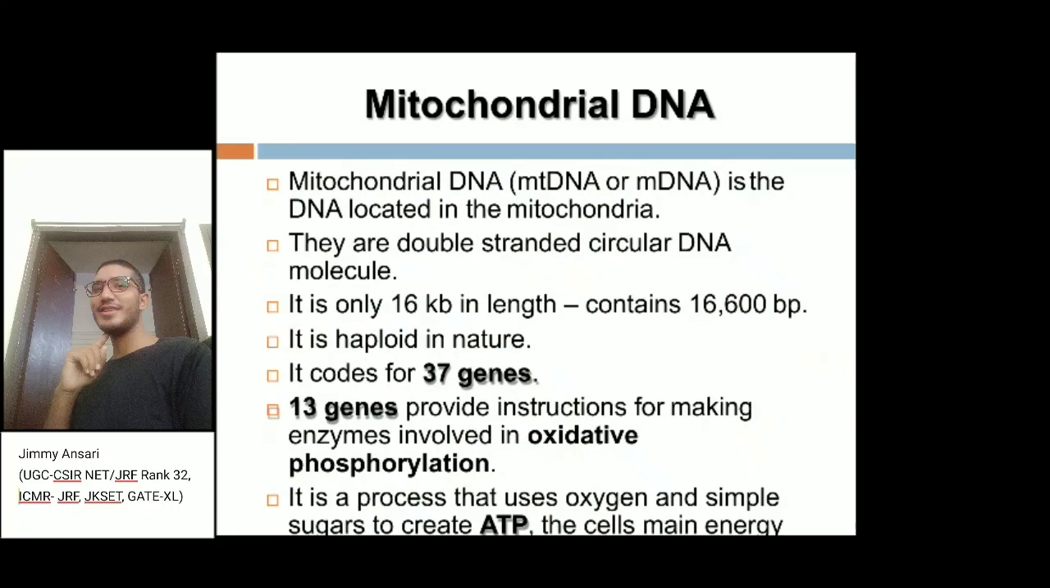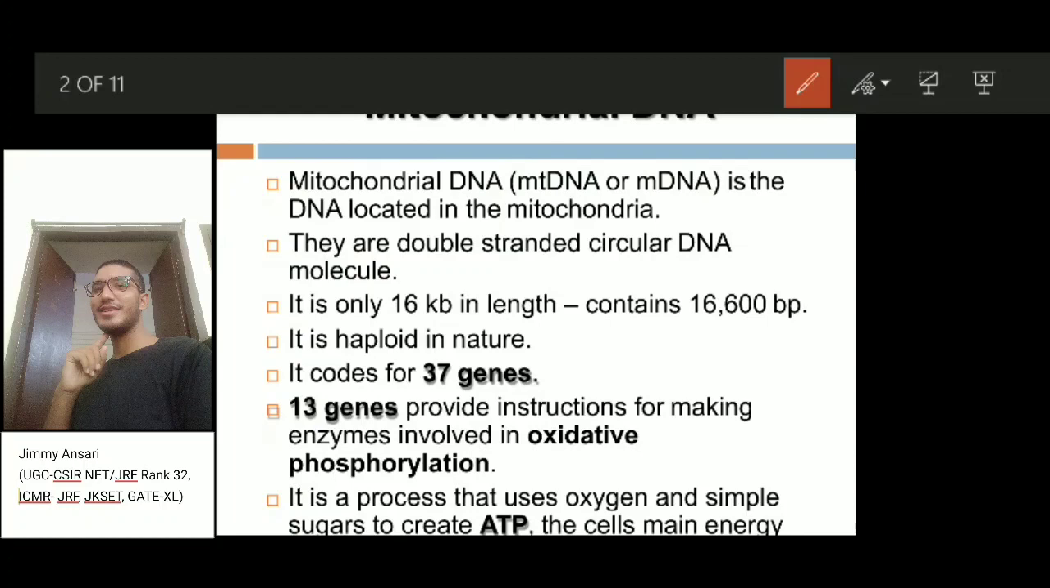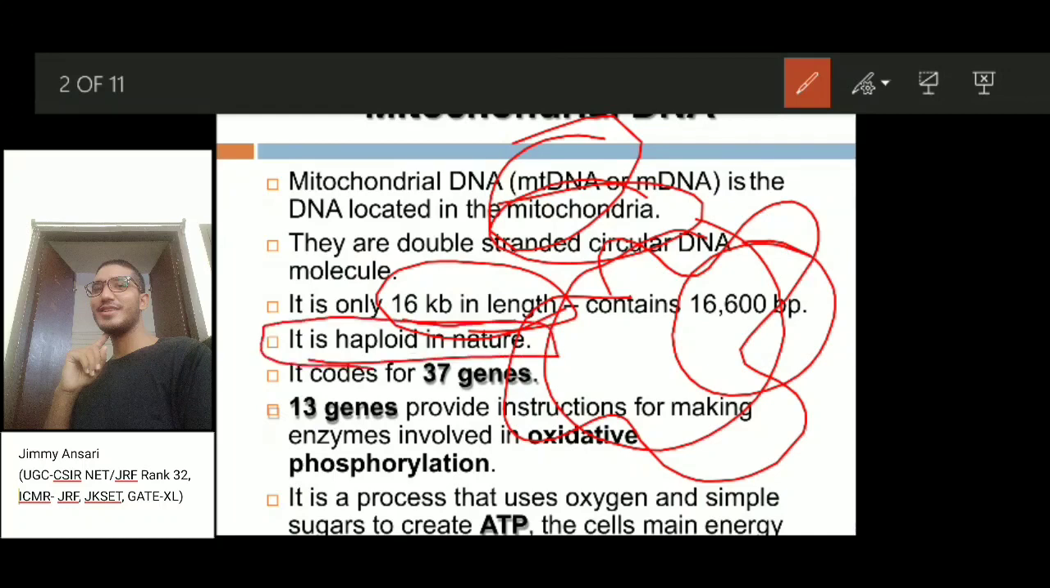So coming to the mitochondrial DNA. Generally the mitochondrial DNA is located in the matrix of the mitochondria, inside the mitochondria. In short form, it's called mtDNA or mDNA. The mitochondrial DNA is circular, it's like this, and it is double stranded, so it has two strands. It has only 16 kb in length, and it contains 16,600 base pairs. It's haploid in nature, which is single, not diploid.